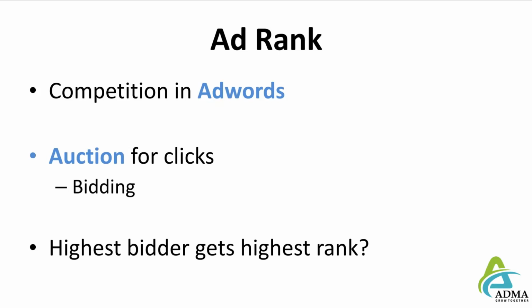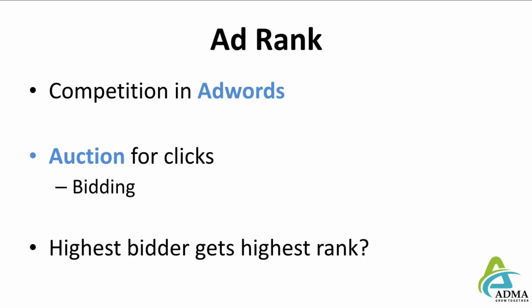You might think that the higher bidder gets a higher rank, but it's not entirely true. Besides looking at the daily budget you've set, Google also looks at the quality of the sites as well to decide the ad rank. The higher your ad rank, the higher the placement you'll get from Google. Now, you may be asking how to get a higher rank for it.